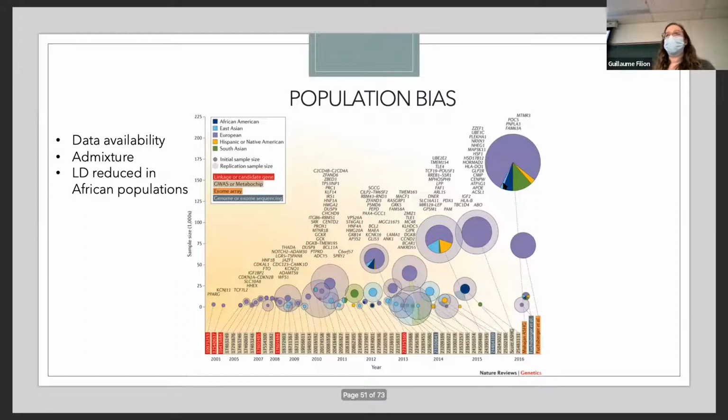So one would be data availability. We have these big population cohorts, such as the UK Biobank, that's based in the UK, that's one of the biggest population cohorts. So it's going to be what data is available. I also use a cohort from Canada, again predominantly European descent, so it's based on what is available.